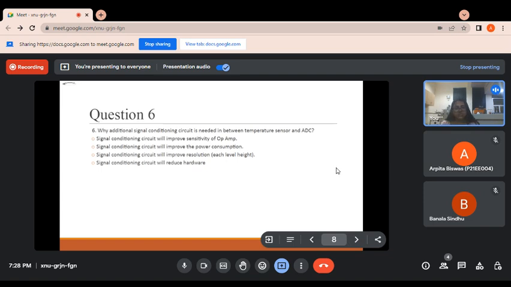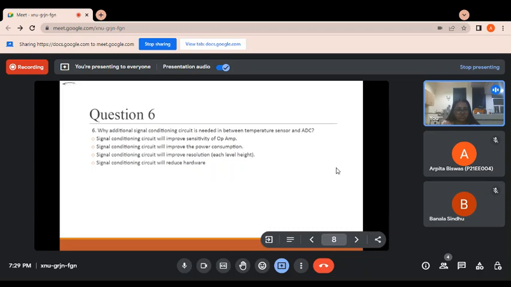And the next question is, why is an additional signal conditioning circuit needed in between the temperature sensor and ADC, analog to digital converter? The first option is, signal conditioning circuit will improve the sensitivity of an op-amp. The second option is, it will improve the power consumption. The third option is, it will improve the resolution. The fourth option is, it will reduce the hardware. At first go through the question carefully, take your time and try to give the answer.